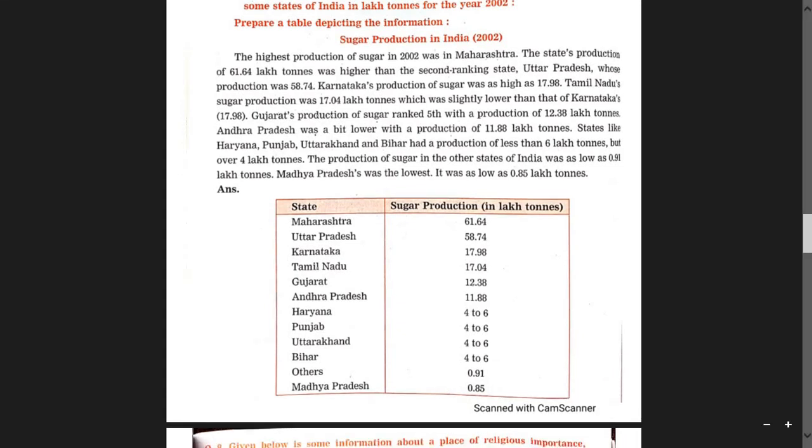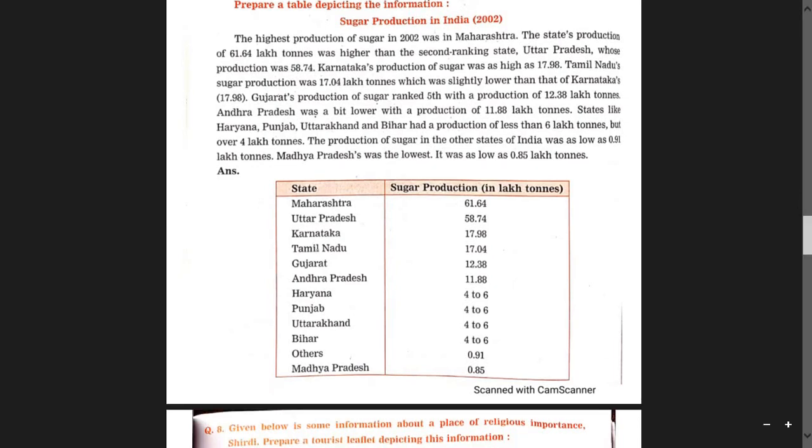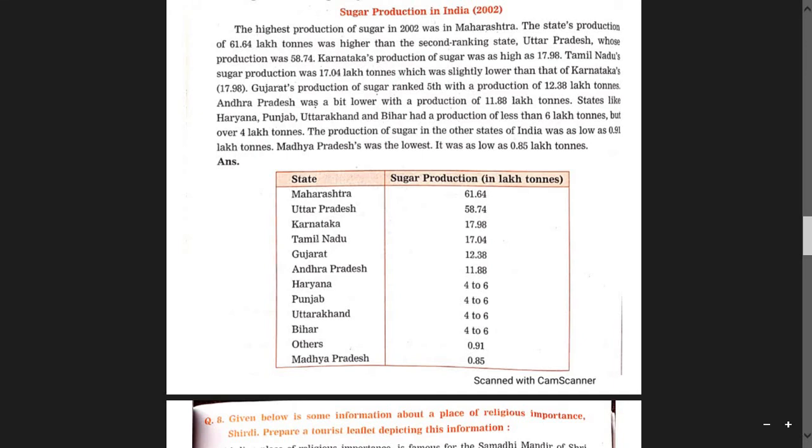States like Haryana, Punjab, Uttarakhand and Bihar had a production of less than 6 lakh tons. But over 4 lakh tons, the production of sugar in the other states of India was as low as 0.91 lakh tons. Madhya Pradesh was the lowest. It was as low as 0.85 lakhs ton.